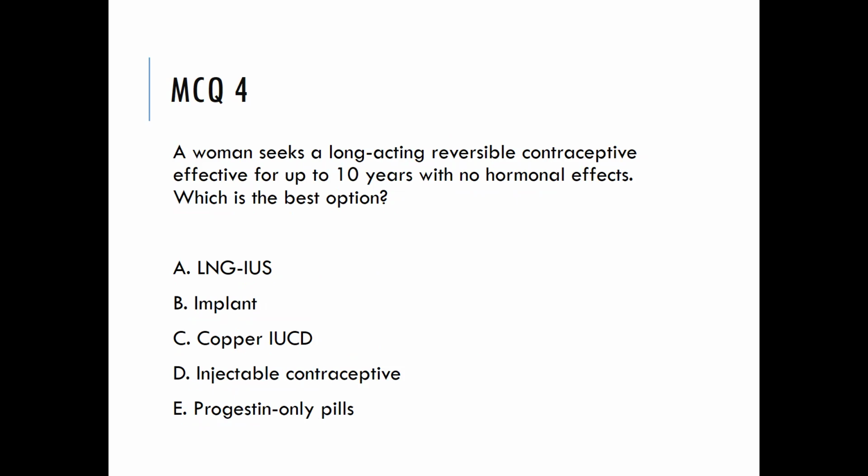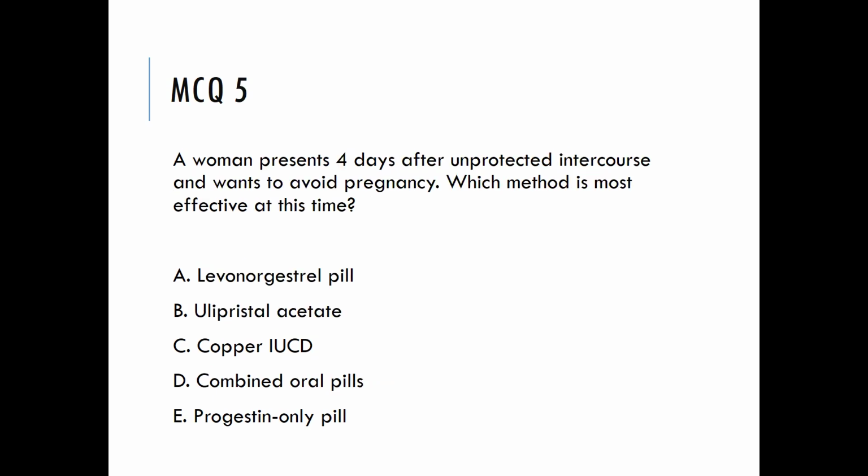Question number 4 is, a woman seeks a long-acting reversible contraceptive effective for up to 10 years with no hormonal effects. Which is the best option? Option A, a levonorgestrel implant. Option B, implants. Option C, copper IUCD. Option D, injectable contraceptive. And option E, progestin only pills. C is the right answer. Copper IUCD is effective up to 10 years and non-hormonal as well.